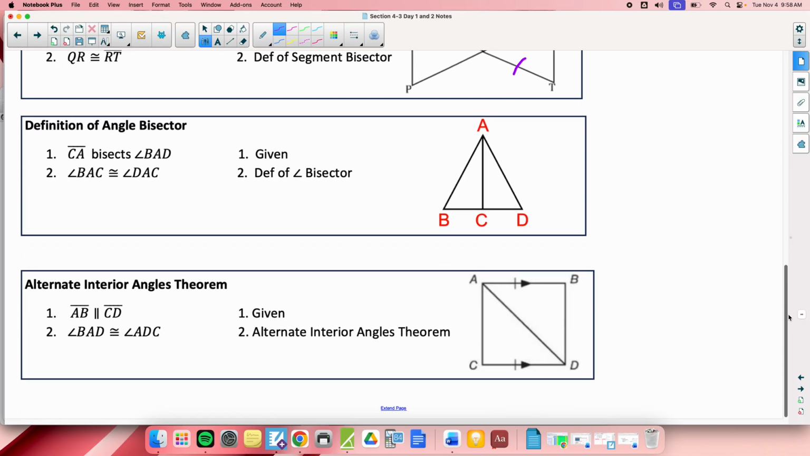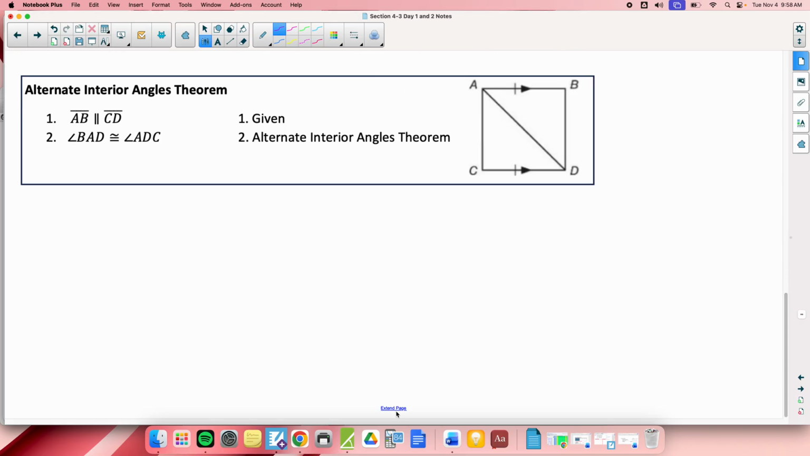Then definition of angle bisector. If we have a segment that bisects an angle, anytime something bisects something, it cuts it in half. So if CA bisects this angle, that means those 2 parts of the angle are equal. You say those are equal by definition of angle bisector, okay?